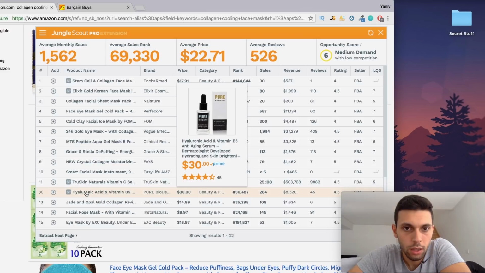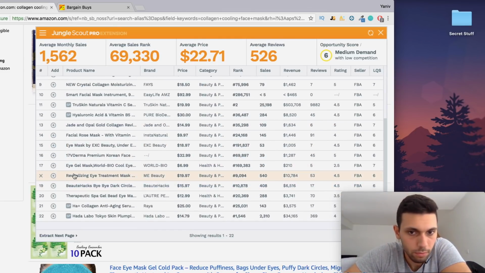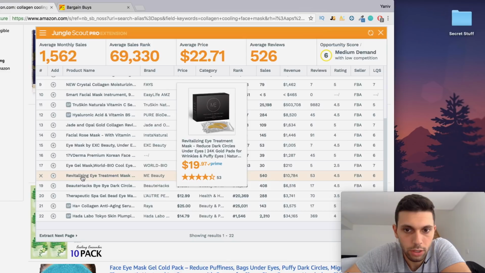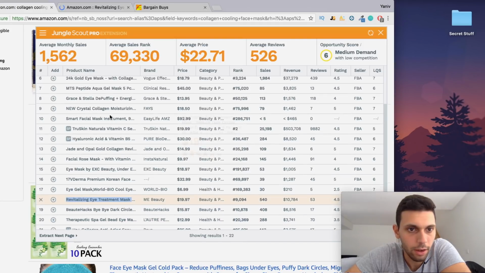Where's the one that I thought was going to be good? Holy sh! Oh, okay, that's a different product. That's B5 anti-aging serum, dermatologist developed. 10,000. Okay, so these are the under eye things. These are actually decent, but they seem to be getting really competitive.